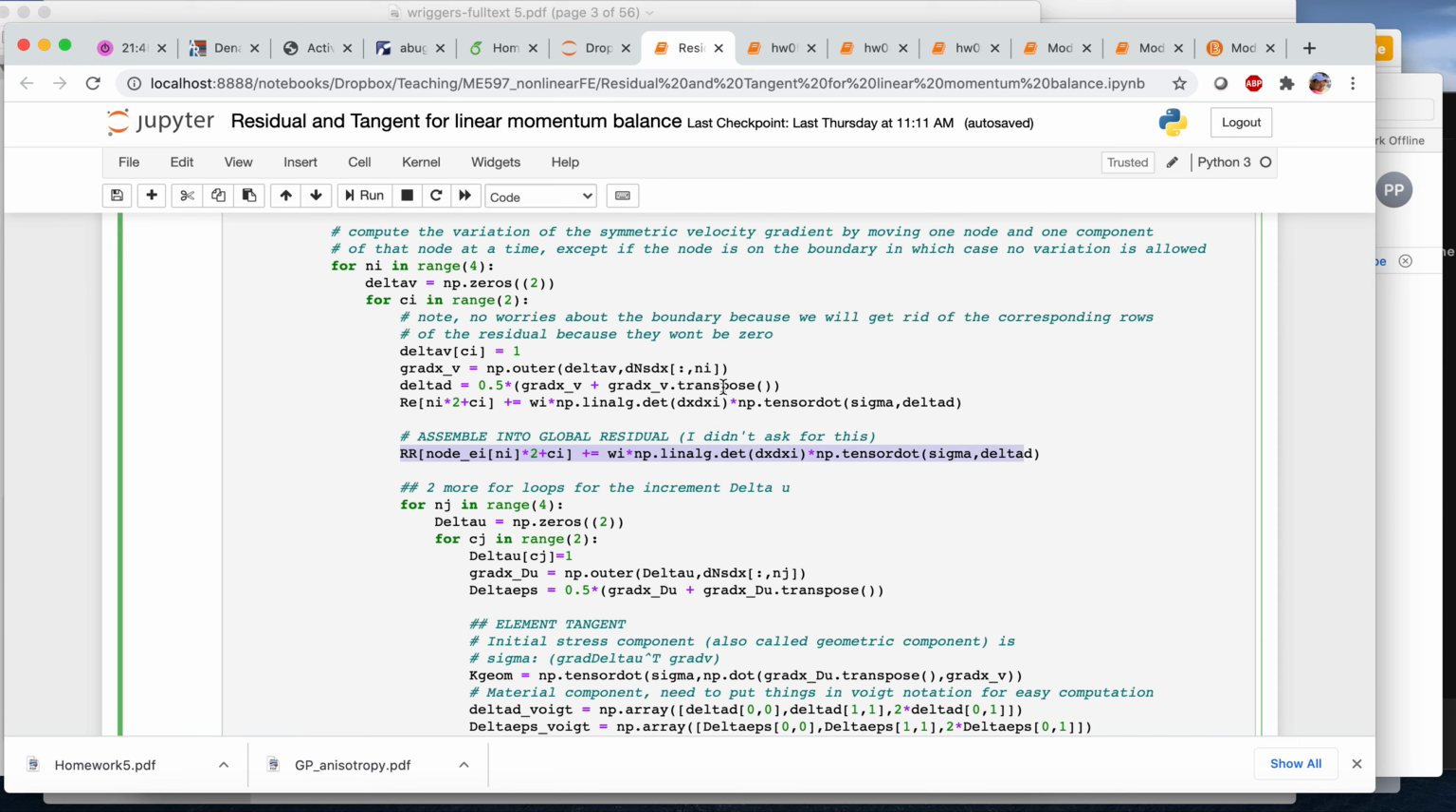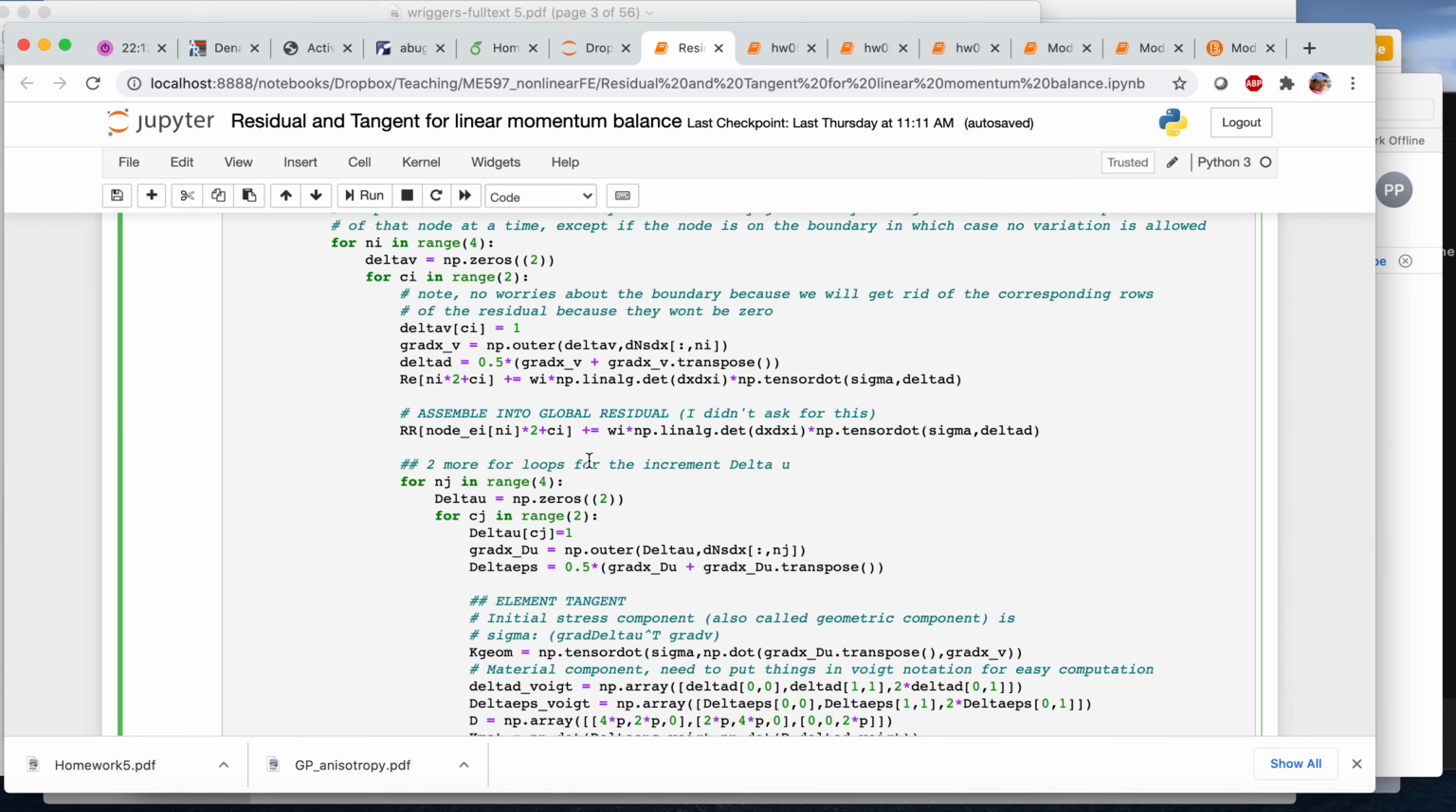The only thing that changes on the right hand side is that for the residual, the index should be 2ni plus ci. So you can see that this will go from 0 to 7 because I have 8 entries. And this one is just the map from the local node ni to the global node ei ni. So this is the global node number.